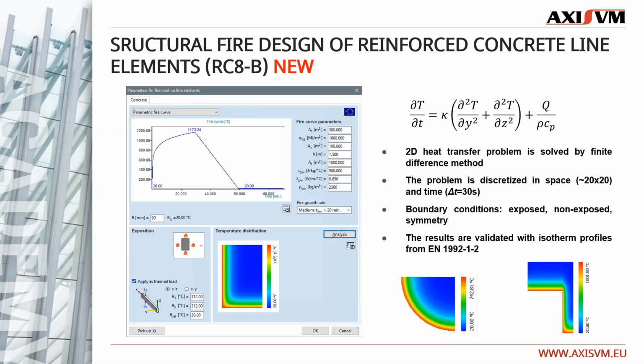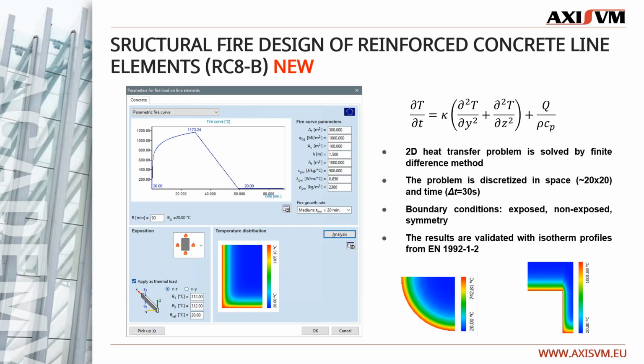During the definition of fire load parameters, we can select the fire curve, we can define the design requirement, we can define the exposition, and in this case, we need to do a temperature distribution analysis within the cross-section. After clicking this button, we can see this beautiful image where we can analyze the temperatures within the cross-section. We can perform this analysis for circular and not only for rectangular sections, and of course we can do it for beams as well.